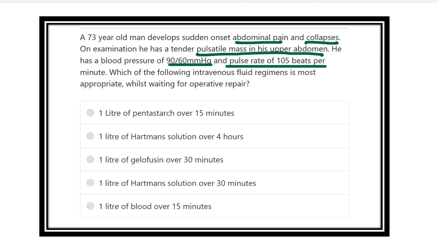So first of all, let's see the diagnosis. A patient suddenly develops abdominal pain and collapse, and after that the blood pressure reduces. That means the patient is going into shock. Also the pulse rate increases. So blood pressure reduces, pulse rate increases. It is hypovolemic shock, and the cause of the hypovolemic shock in this case is a ruptured aortic aneurysm.